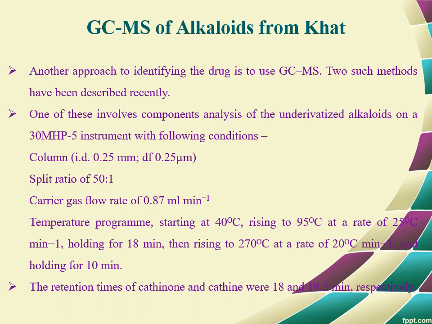The GC-MS analysis of the alkaloids from the Khat is another approach to identify the drug. Two such methods have been described recently. One of these involves analysis of the underivatized alkaloids on a 30 m HP-5 column. The retention times of cathinone and cathine were 18 and 19.5 minutes respectively. If the sample shows the same retention time as that of the standard, then the plant material can be considered as the Catha edulis plant.